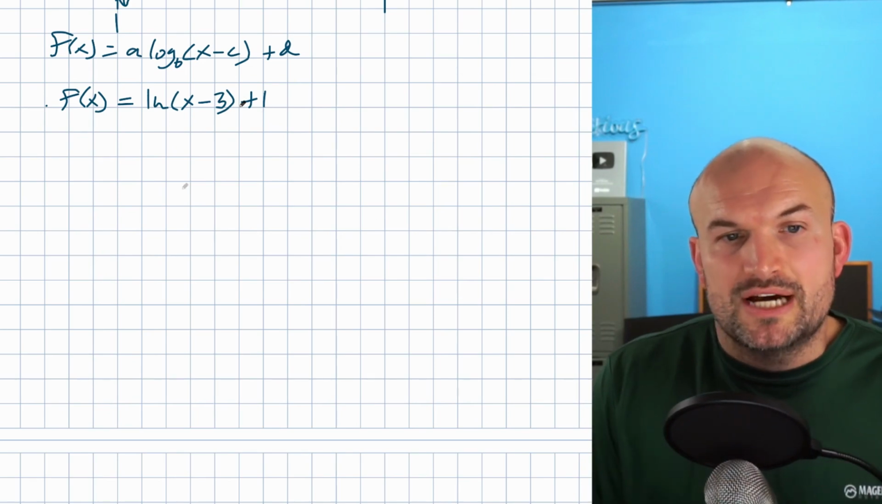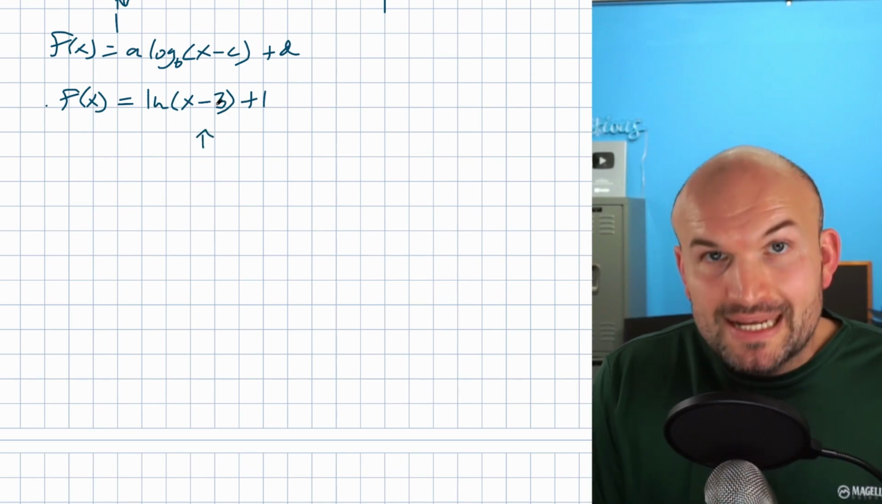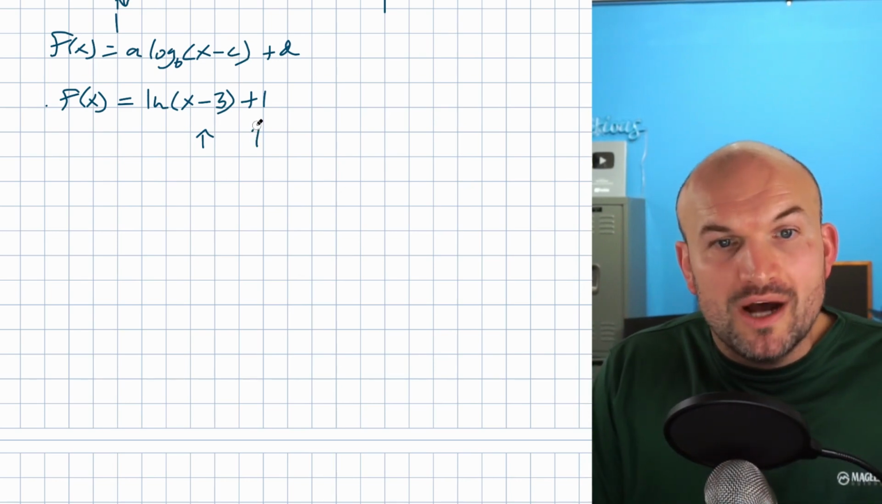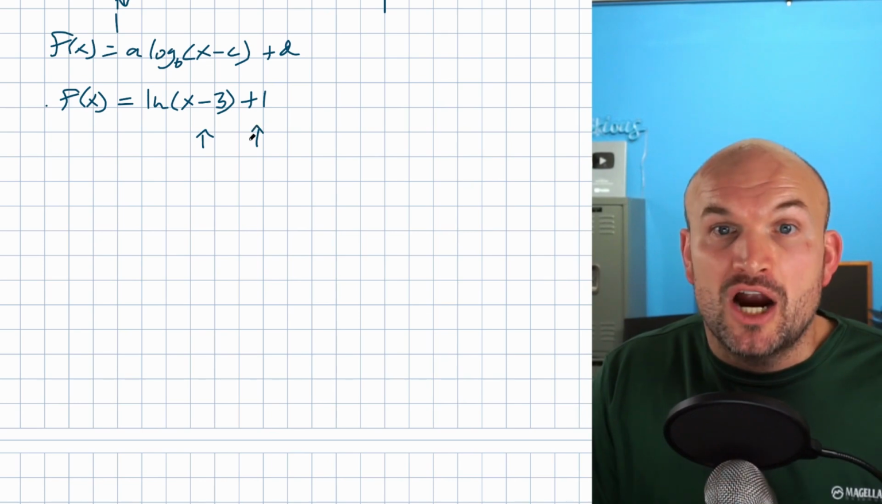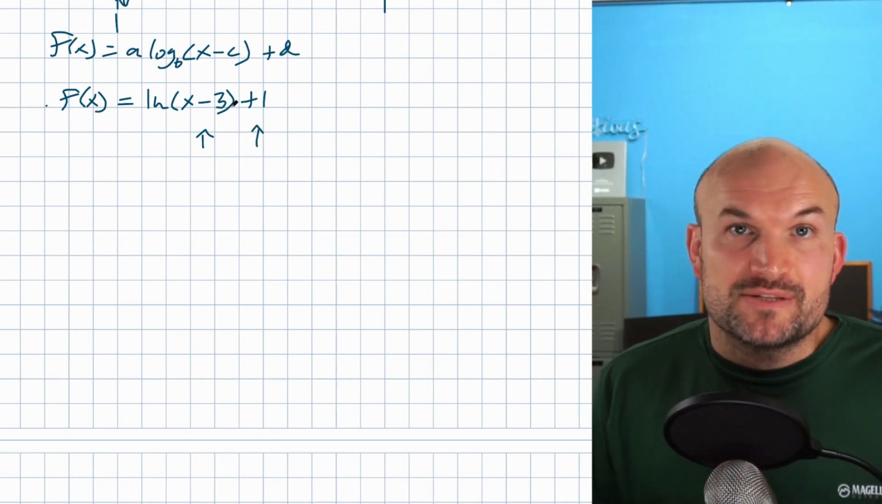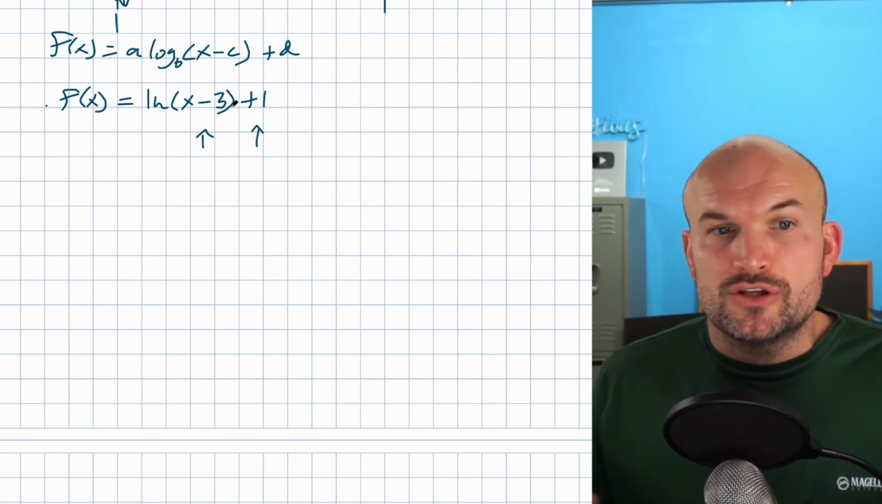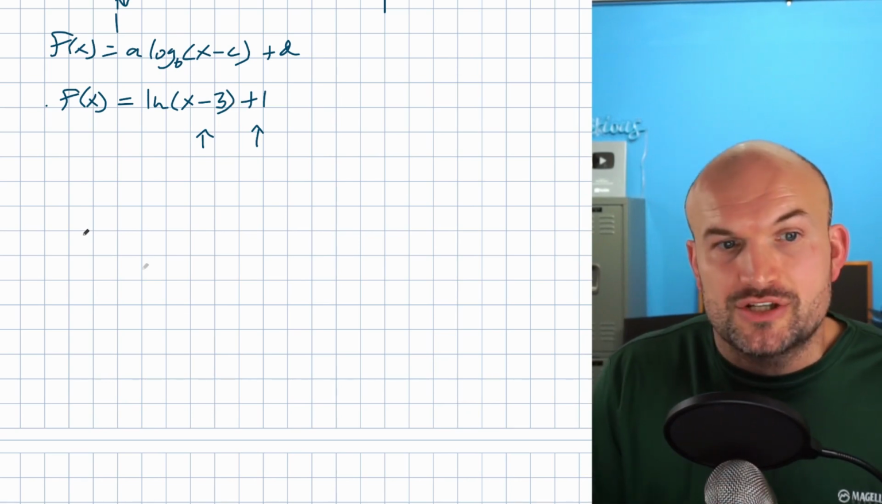So again, it's very important to understand the difference here. The 3 is inside the function, right? That's our c, so that's going to be our horizontal shift. Whereas the 1 is outside the function, so that's going to be our vertical shift. So it's very important to know the difference, because when it's inside, it's horizontal. Outside, it's going to be vertical. Now, there's no other stretch or compression or reflection going on here.